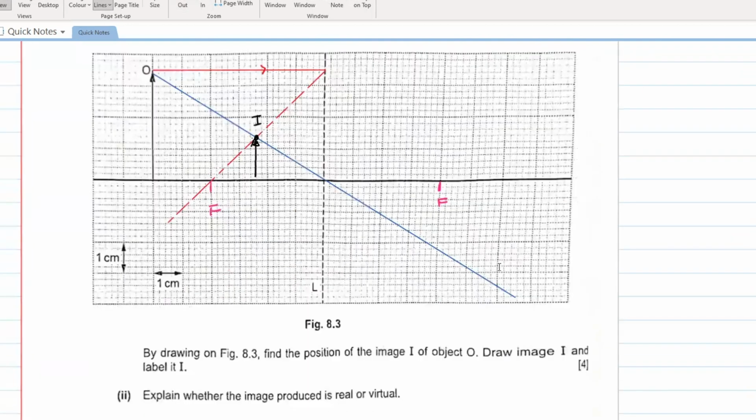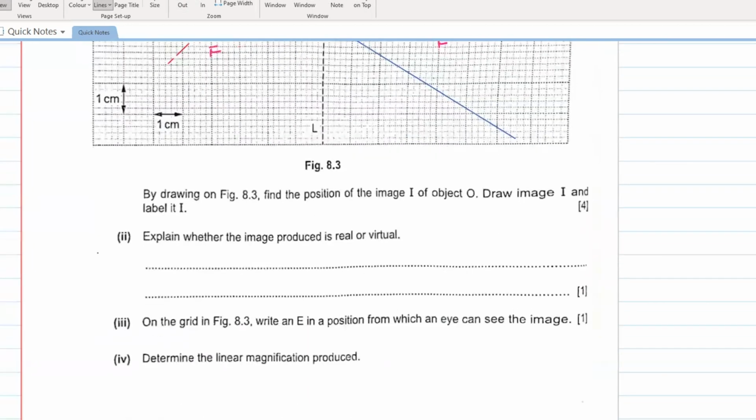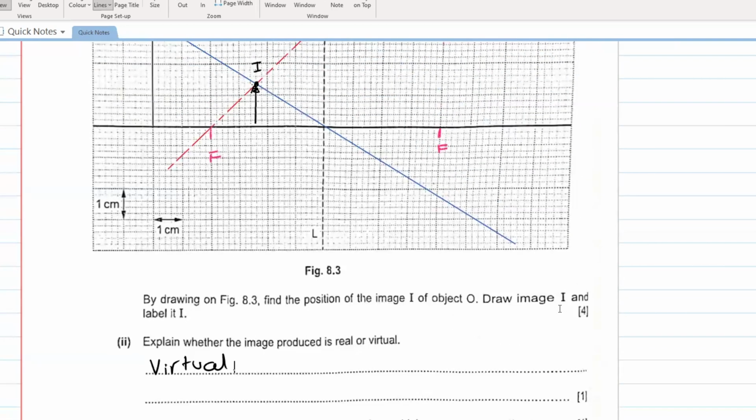Let's move on to the next part. Explain whether the image produced is virtual or real. Virtual. Simple. On the grid in figure 8.3, write an E in a position from which an eye can observe this image. Okay, where can an eye see this image? An eye can see this image from here.